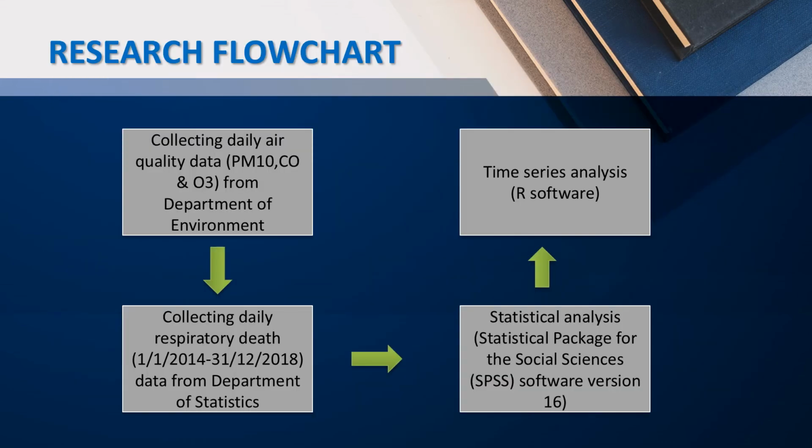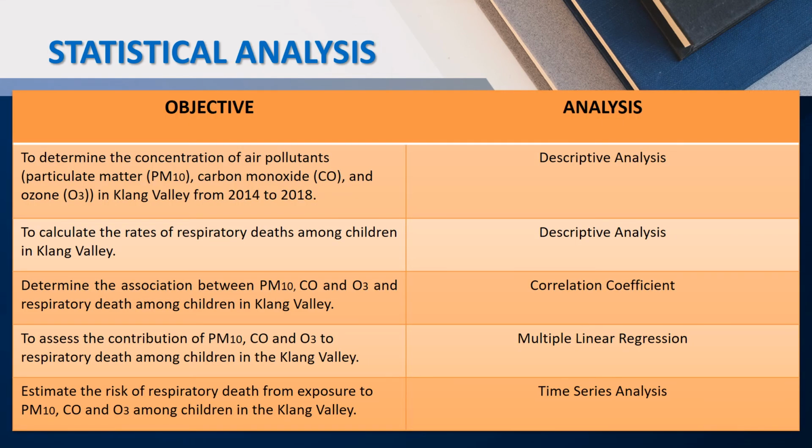This is my research flowchart. First, I will collect daily air quality data from DOE and respiratory death data from DOSM. The statistical analysis I will analyze using SPSS version 16, and time series analysis I will analyze using R software. Next, statistical analysis. For Objective 1 and Objective 2, I will use descriptive analysis to get the average concentration of air pollutants and respiratory death among children. Objective 3, I will use correlation coefficient to get the association between air pollutants and respiratory death. Objective 4, I will use multiple linear regression to see how air pollutants can contribute to respiratory death.